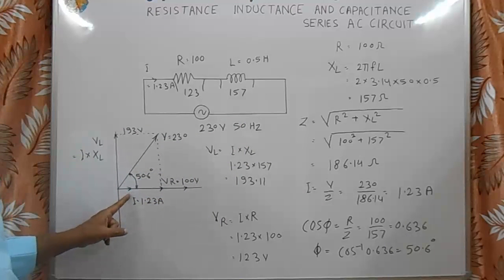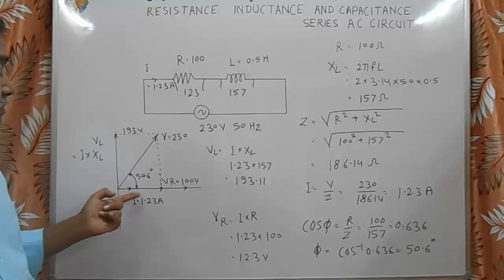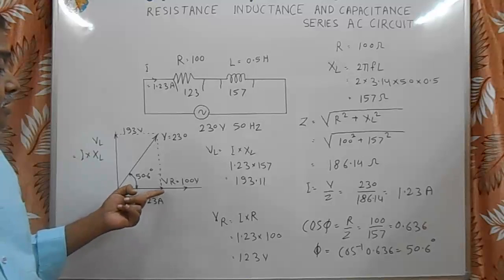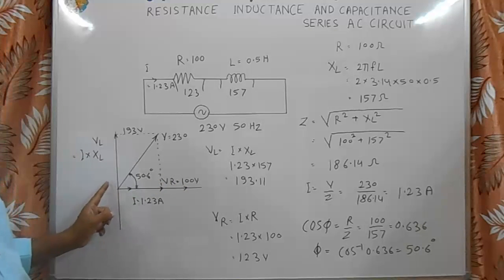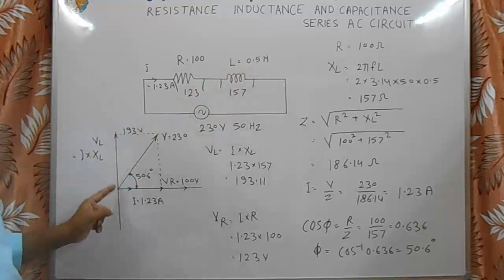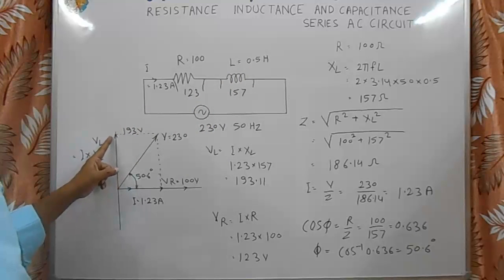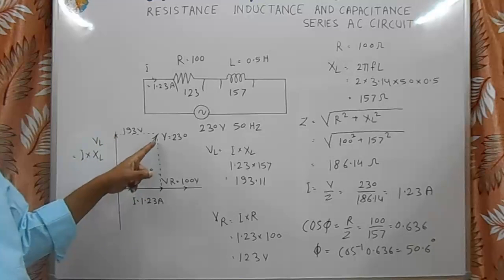Here current is equal to 1.23 ampere, and voltage across resistance VR is taken in phase with the current vector. So this is the current vector, and this is the voltage across resistance, which is in phase with the current. This VR is equal to 100 volt, and voltage across inductance VL is 90 degrees leading to the current vector. So it is 193 volt. The resultant vector of these two vectors VL and VR is equal to this V.